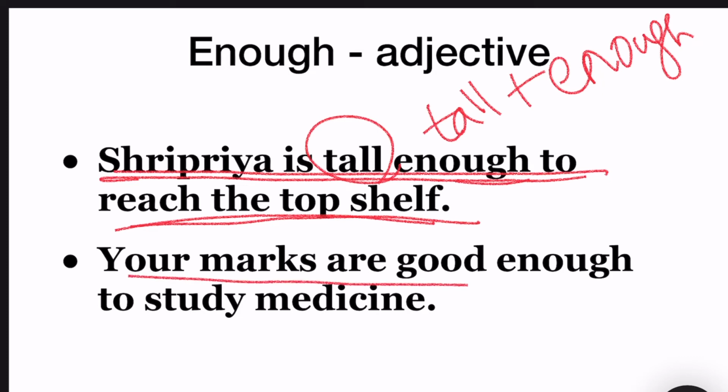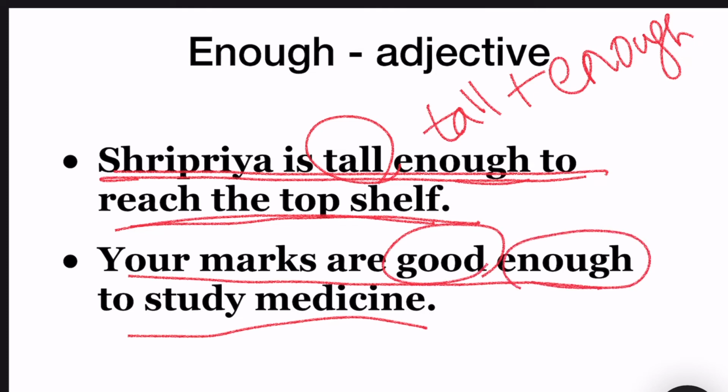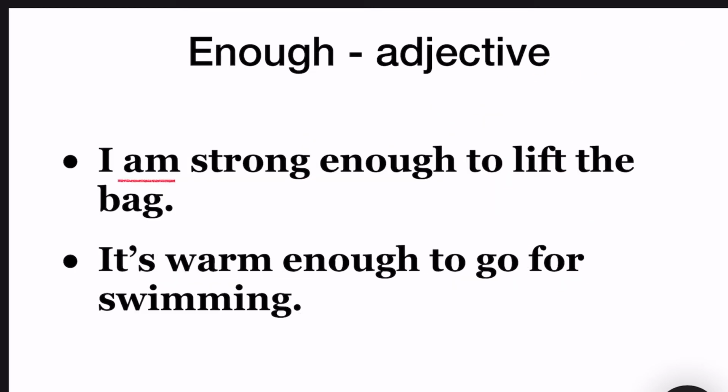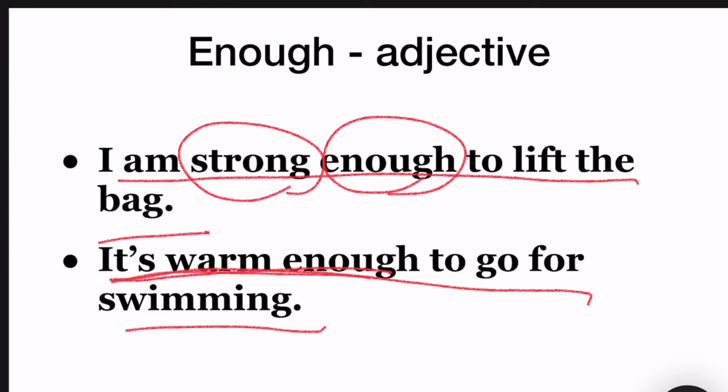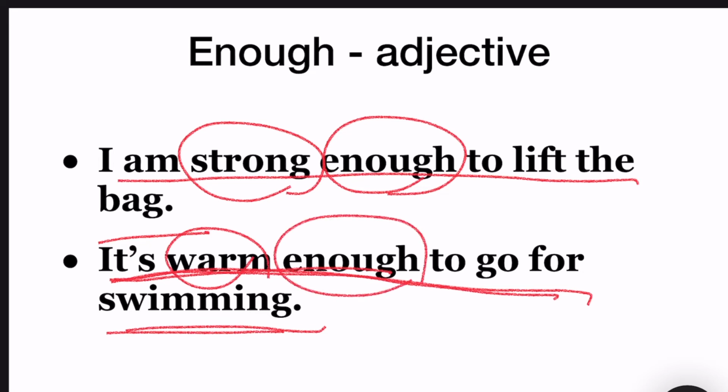Next, your marks are good enough to study medicine. Here, good is an adjective. Enough comes after the adjective good. Next example, I am strong enough to lift the bag. Here, strong is an adjective and we have used enough after the adjective strong. And the last sentence, it's warm enough to go for swimming. Here, warm is an adjective and we have used enough after the adjective warm.